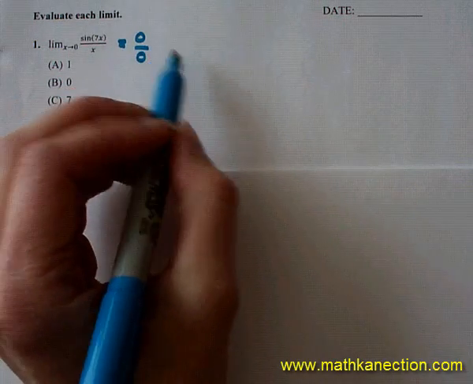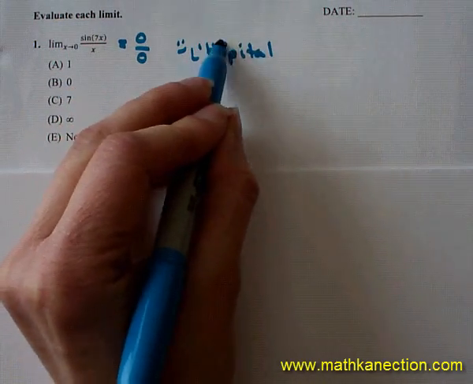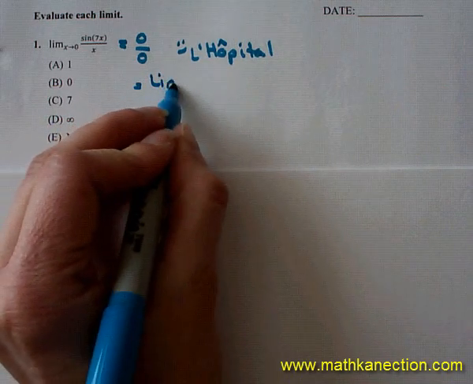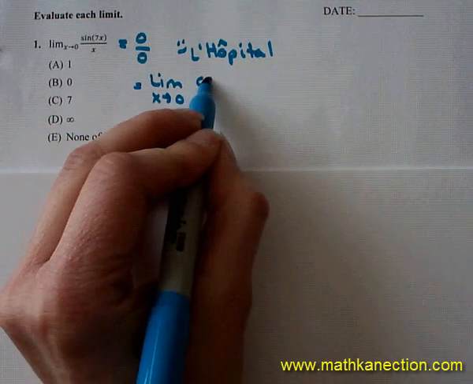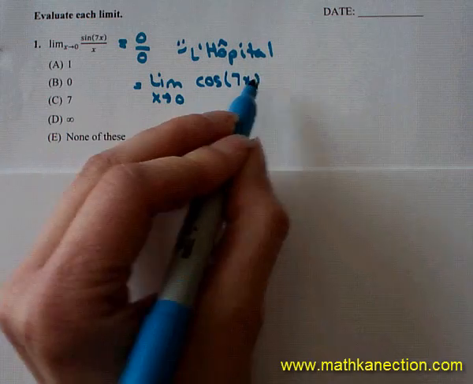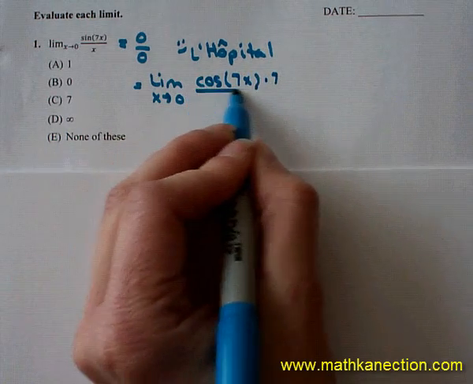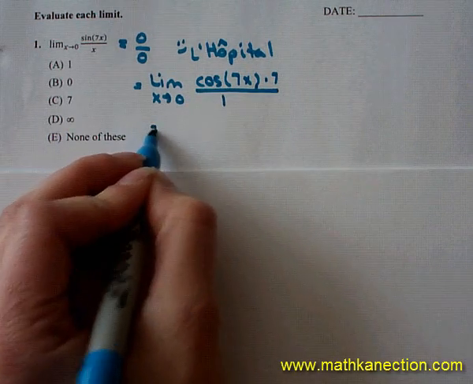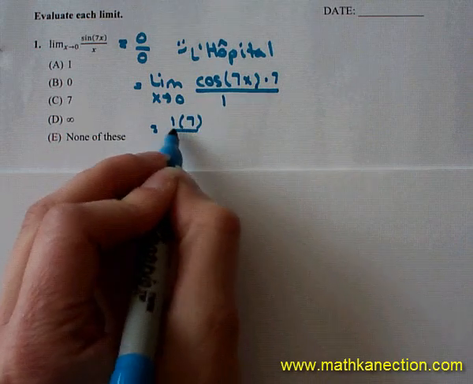So to evaluate the limit, we substitute in 0, we get 0 over 0, so L'Hopital's rule will apply. So we can take the limit as x approaches 0, taking the derivative, which is cosine of 7x times 7, and derivative of x, which is just 1. Then replacing in the value of 0, we get 1 times 7.